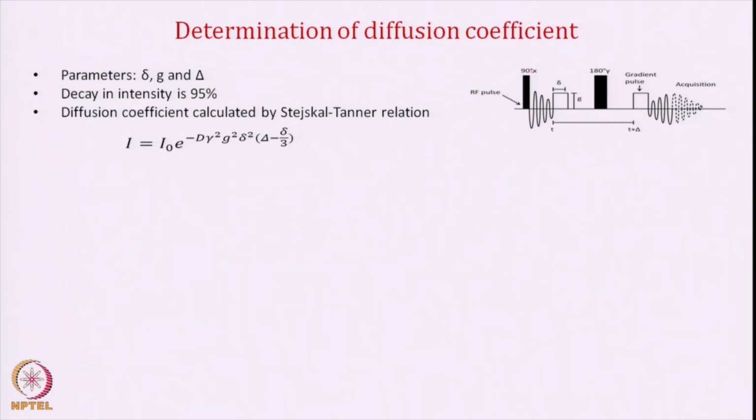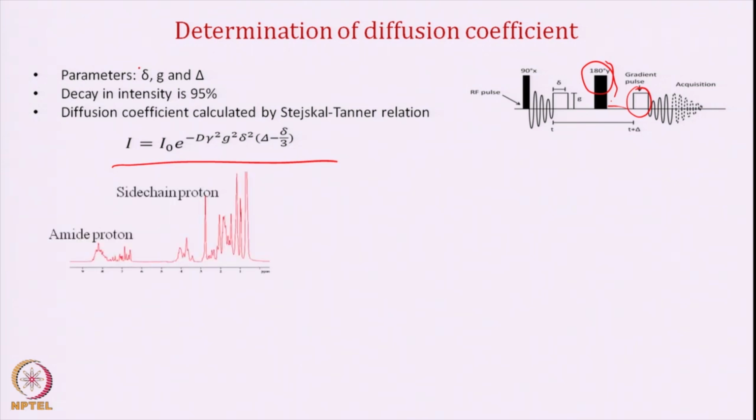We are applying a 90° X pulse first, then we are encoding here in the pseudo 2D dimension, then we are applying a gradient strength of duration, say small delta, and strength G, which we are going to vary. Then we have a refocusing 180° pulse, and then here we are applying a refocusing gradient and acquiring. This is the relation that we are fitting the intensity decay.